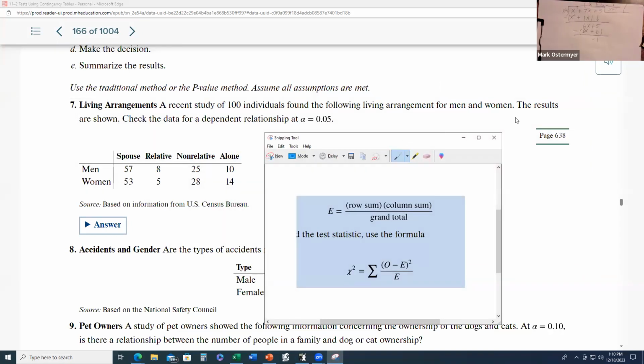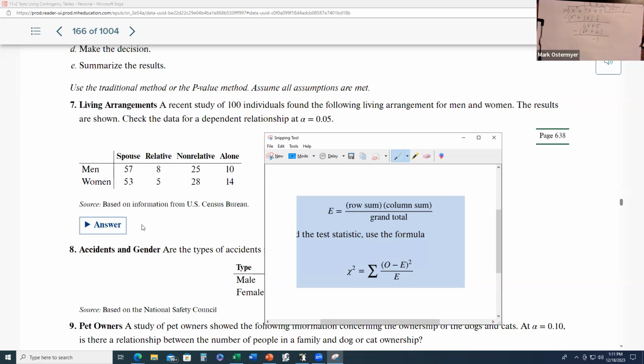It says, a recent study of 100 individuals found the following living arrangements for men and women. The results are shown. Check the data for a dependent relationship at 5%. Men versus women. This is who they live with. Spouse, relative, non-relative, or live alone.